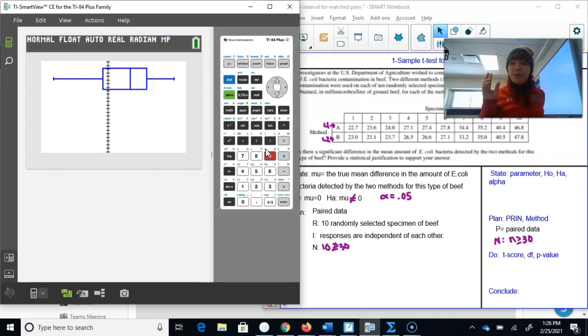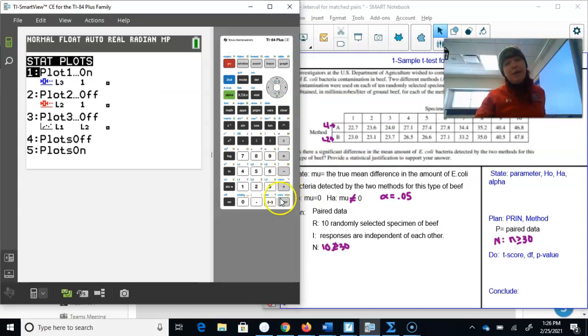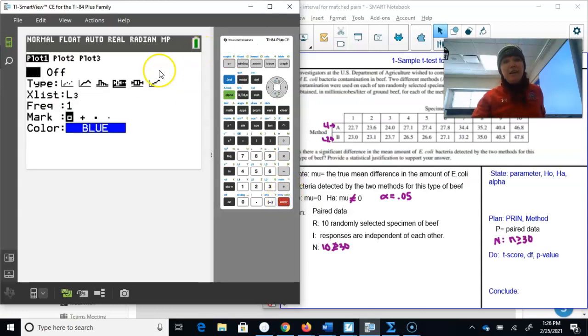But what we can do to confirm that it's okay is I'm going to show you the probability plot. The good thing is there are no outliers. Again, I do have a slight skew. We can make an argument that it's somewhat symmetric if I go to second y equals and I show you a new plot. Right here, this is called a probability plot. Let's go ahead and look at that probability plot.